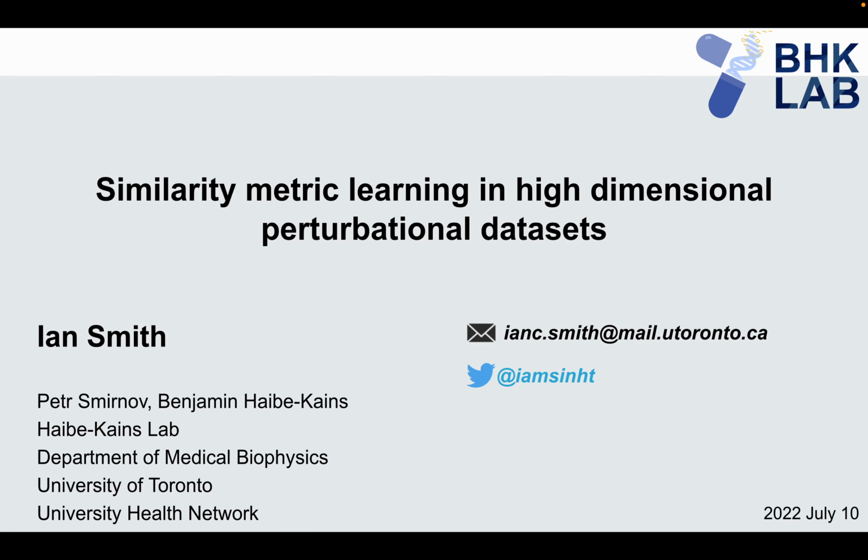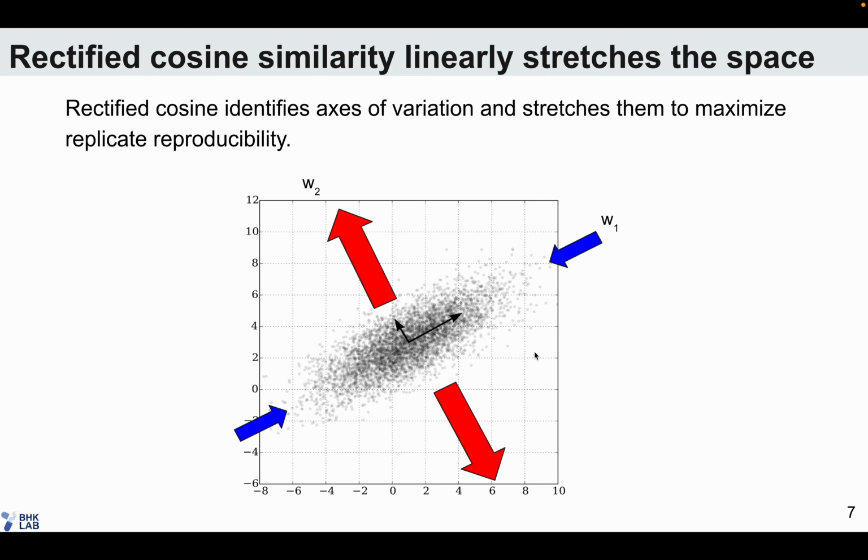Conceptually, rectified cosine identifies intrinsic axes of variation from the data and then scales them in such a way that the similarity between replicates is maximized. For instance, it could be that certain biological processes or pathways are either over or underrepresented in the feature space of choice for the perturbational dataset, leading to an inconsistency in how the data is represented. By adjusting this, rectified cosine fixes and improves the recall on the original data space.